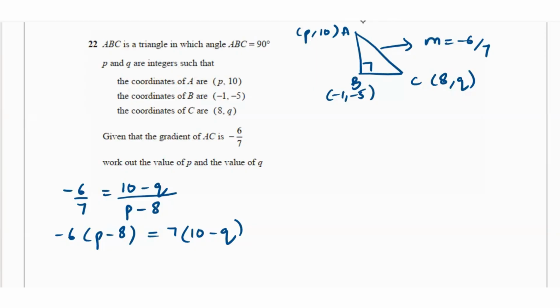So now we expand the bracket. Negative 6p plus 48 equals 70 minus 7q.